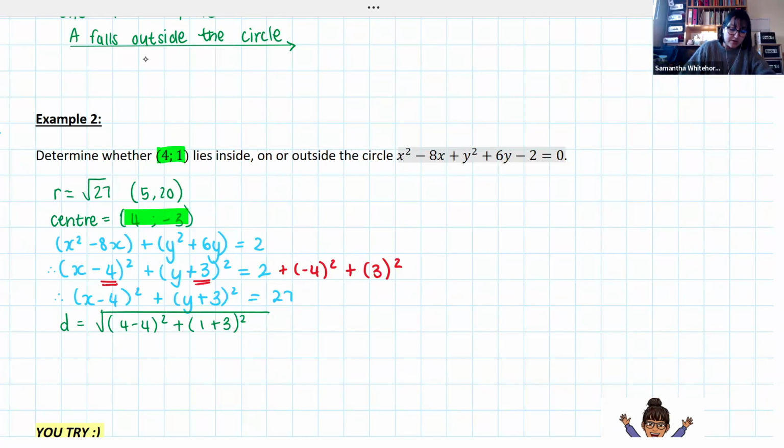So what this ends up being, obviously 4 minus 4 is 0. 1 plus 3 is 4. So 4 squared is 16, but the square root of 16 is 4. And so the distance from my center to my point is 4 units. The radius is 5.2 units, so it's a shorter distance. The distance is shorter than the radius. So because my radius extends to the edge of my circle and the distance to that point is not yet reaching that circumference, it means that the point 4, 1 lies inside the circle.